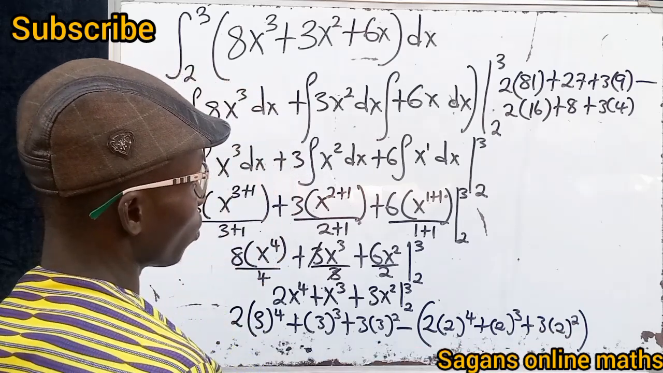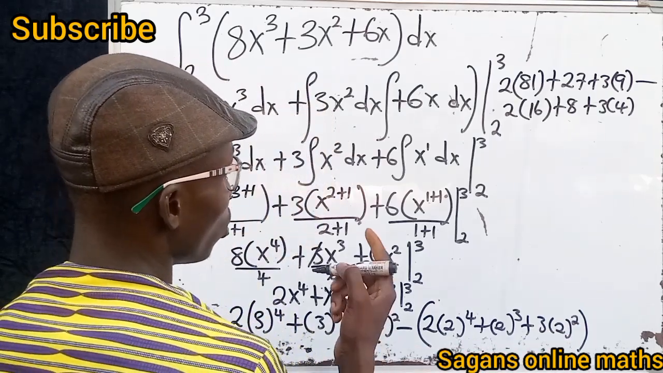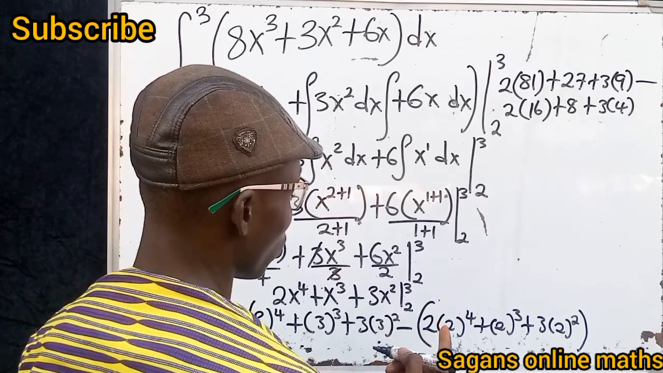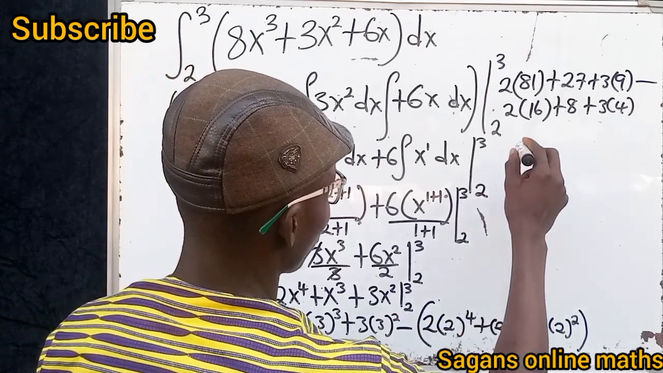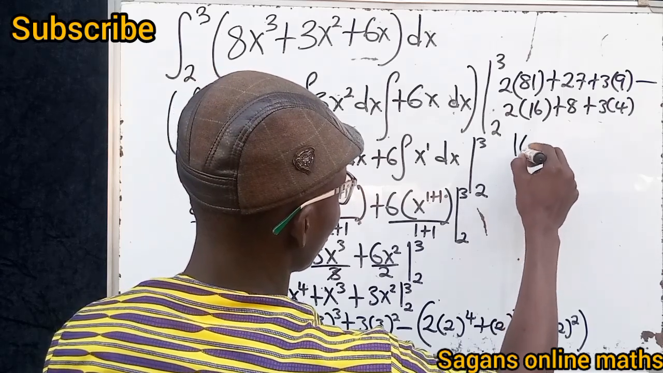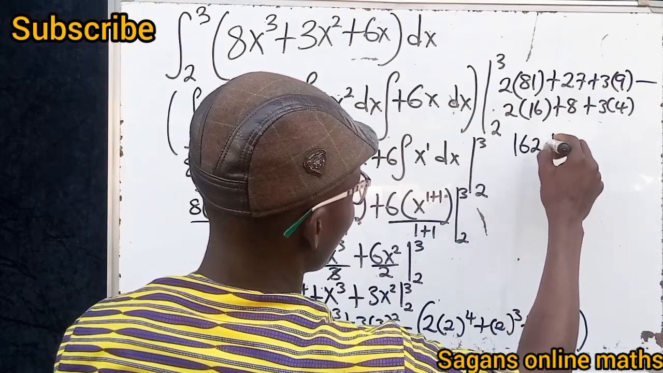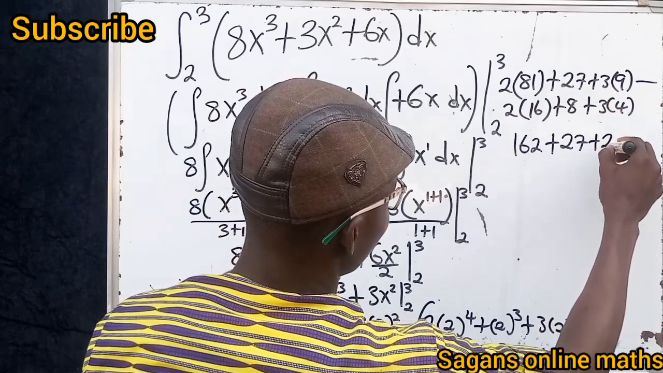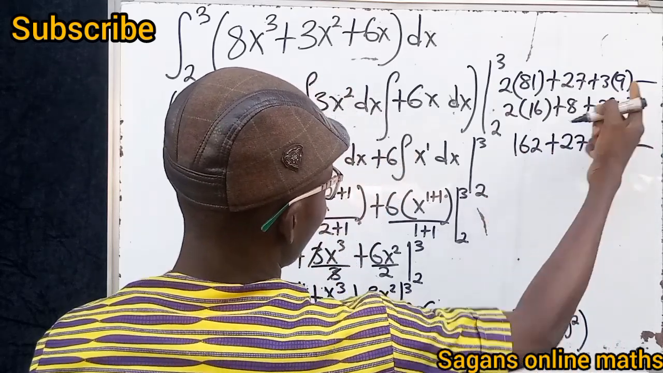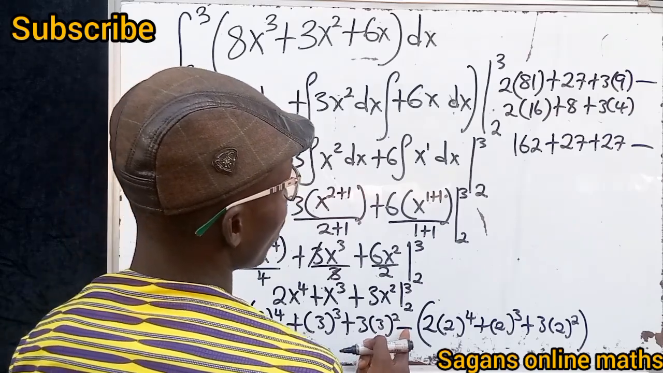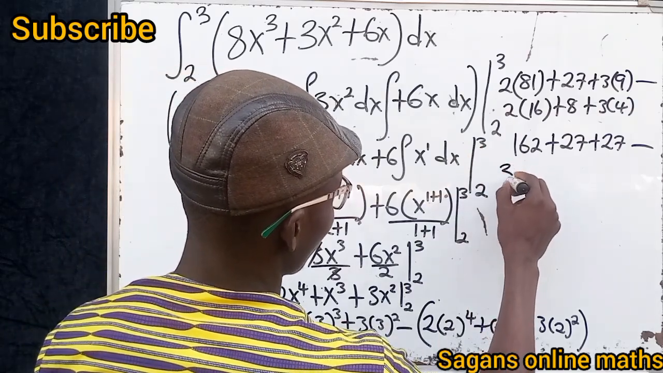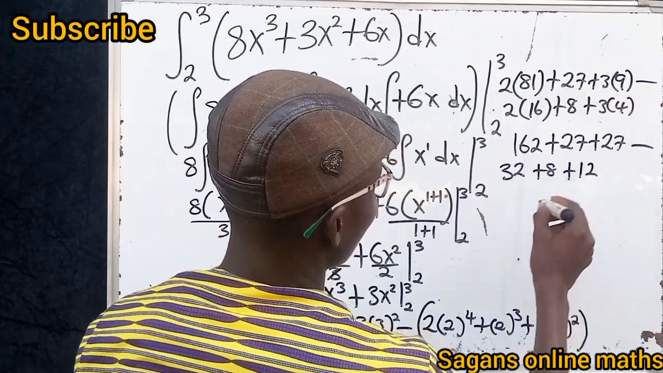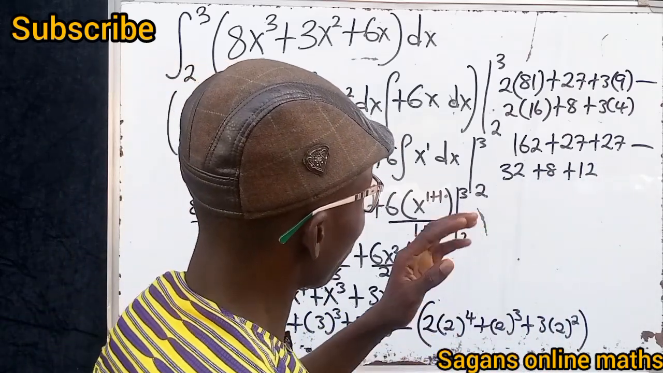Now 2 times 81 will give us 162. Plus 27. Then 3 times 9 gives us 27 again. Then minus. Look at this minus sign you are seeing here. Then 2 times 16 gives us 32. So you have 32 here, then plus 8, then plus 12, because 3 times 4 will give us 12.